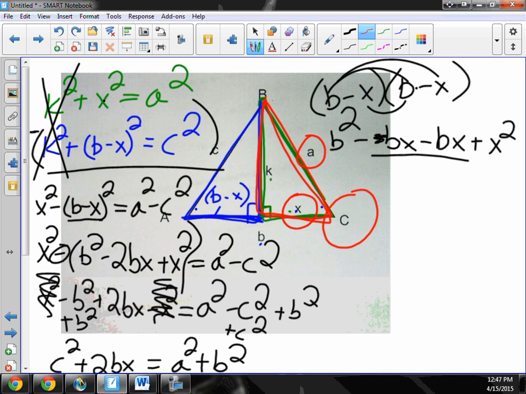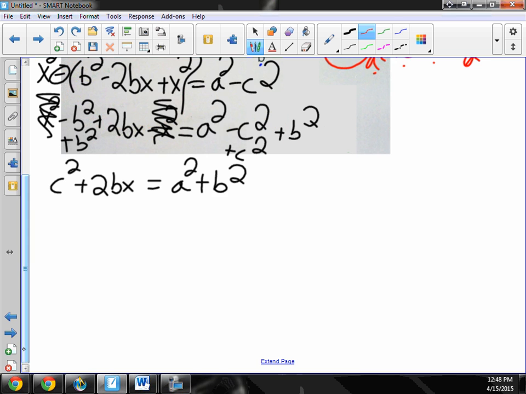Cosine. Now I could pick sine, which would use k and a, or I could pick tangent, which uses k and x, but I want to use cosine because I've already gotten rid of the k's and I don't want to use another k. So the cosine of c is equal to x over a. Can I get the x by itself here? It's a multiply problem, so times by a. So a cosine of c is x. So in my equation over here, I'm going to replace x with a cosine of c.